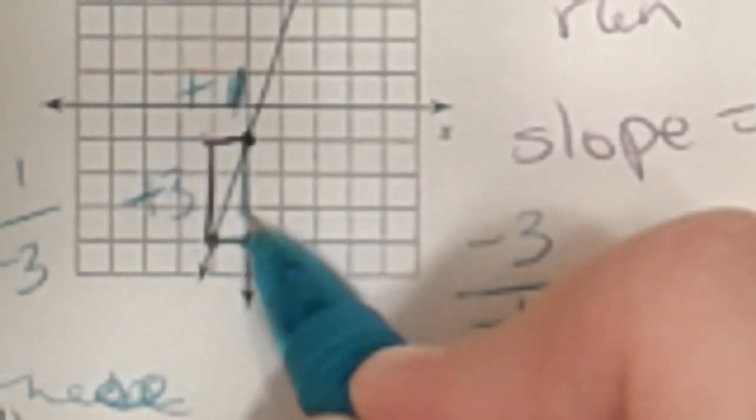Therefore, I have 3 over 1, so it's 3, because anything divided by 1 is itself, right? Okay, well, what if I went the other direction? If I went from this point to this point, in this case, I fell. How many did I fall? I fell 3 places. So that is a negative motion. Anytime I fall, that is a negative motion.